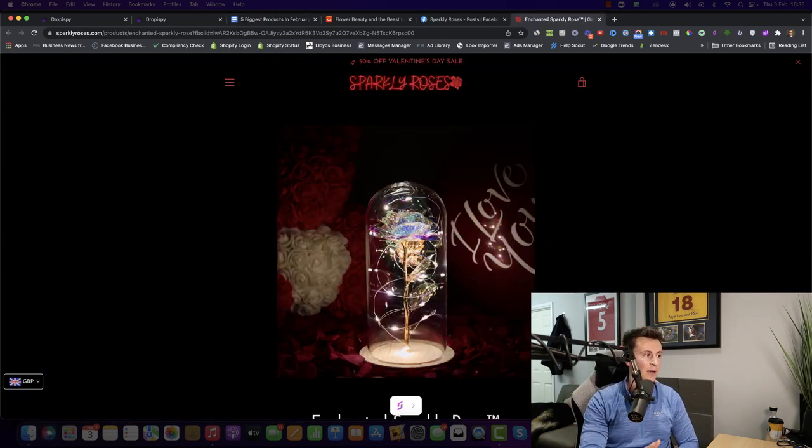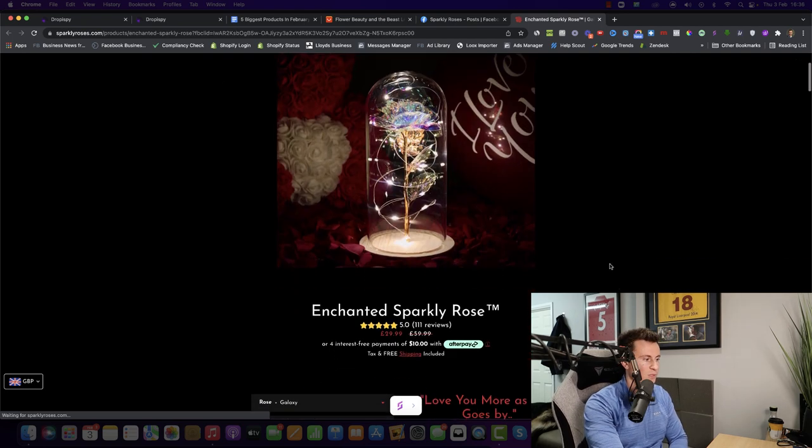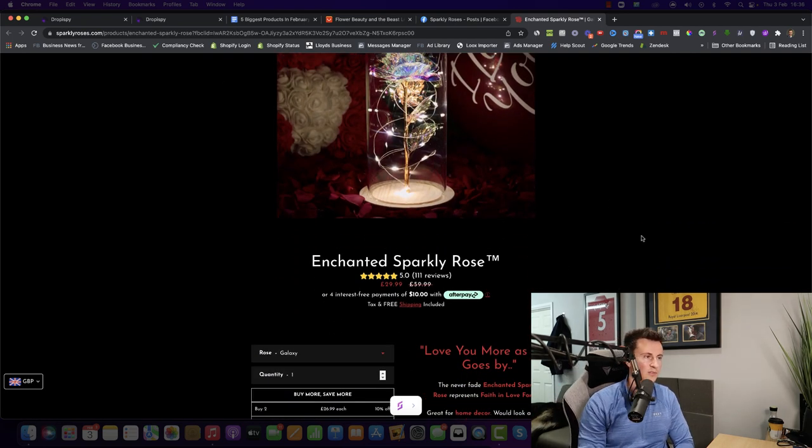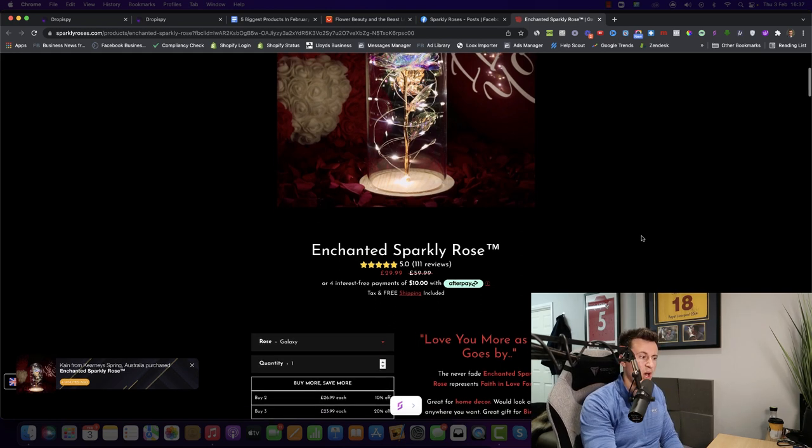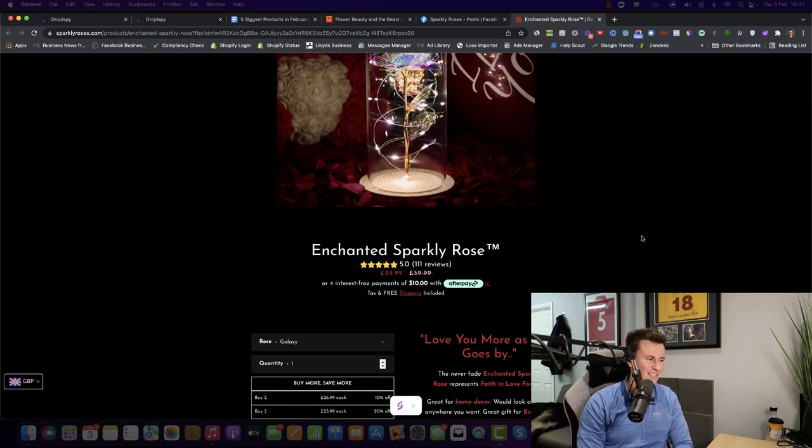If we take a look at our main competitor, which is Sparkly Roses, we can see they're selling it for £30, which, if I'm not mistaken, is in and around $40. I'm not a big fan of this website, to be honest. I think it's just a bit too dark. But it's obviously working, it's obviously effective, so who am I to judge it?